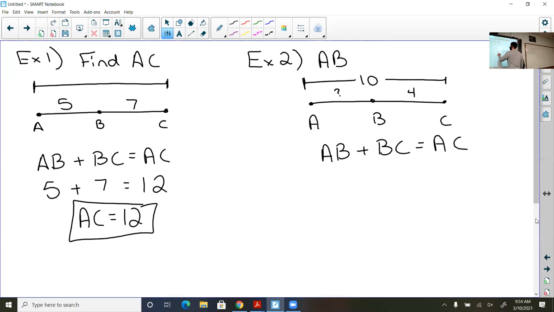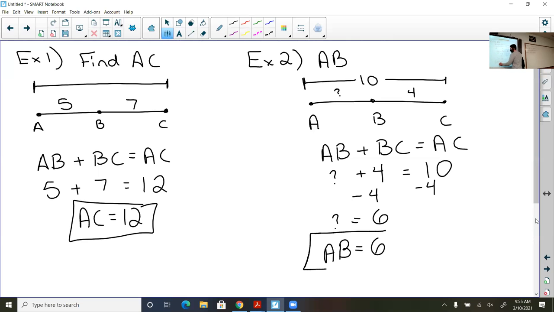So our AB is our unknown value. Our BC is 4. And the entire length of AC is 10. Well, what we have here now is a one-step equation, just like we went over last chapter. To solve this, I'm going to subtract 4 from both sides. And so the unknown value is going to equal 6. That unknown value, segment AB. So segment AB equals 6.